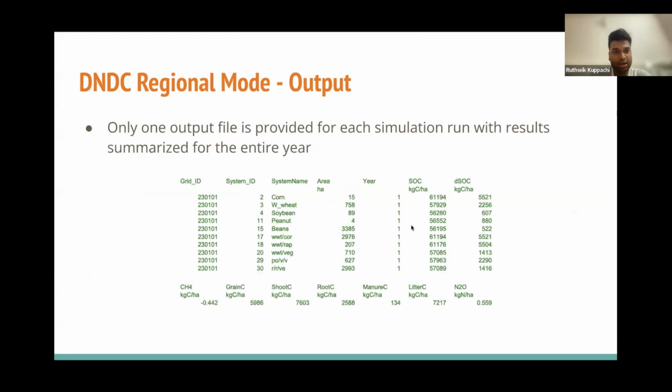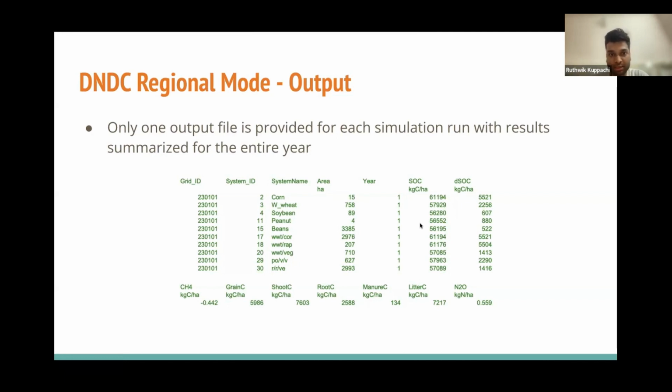So again, the output files. The regional mode, the simulation mode, gives you one output file for each simulation run. So if we did 4 simulation runs, it will give you 4 different output files. And the format of the CSV file that's given to you is similar to the annual report that you see. Again, there are no daily results with the regional mode. There are only yearly results, so it's similar to the annual report for the site mode.